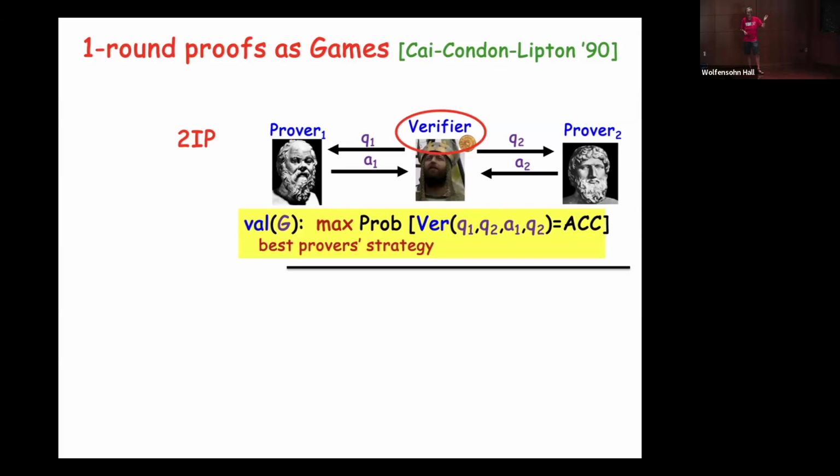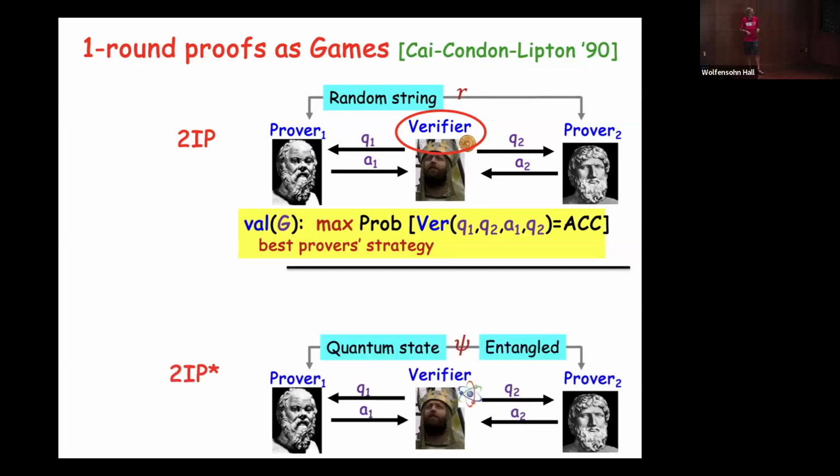It's an algorithm that takes 4 inputs, the questions and the answers, and decides whether to accept or reject. And you can wonder, what is the maximum probability that the provers can convince the verifier to accept? This is a classical two-prover system. What happens? It's actually very easy to see that if you give the two provers, even though they are separated, a common shared random string, nothing changes in the value. So let's do that. What happens with MIP star?